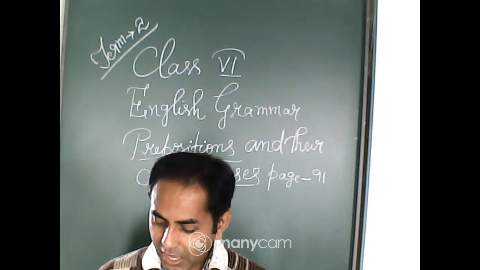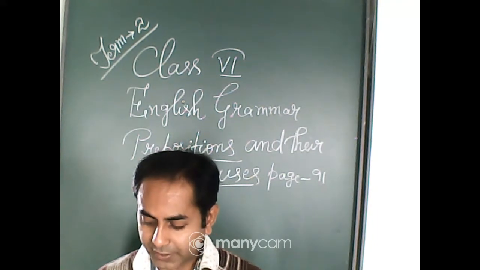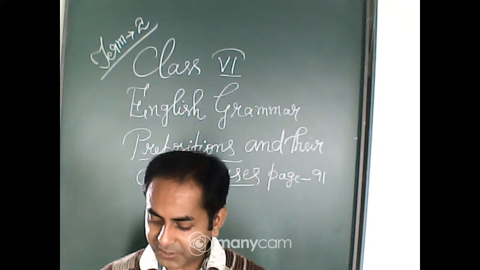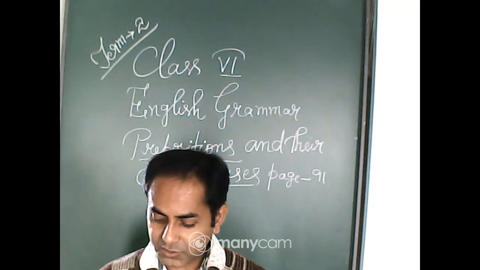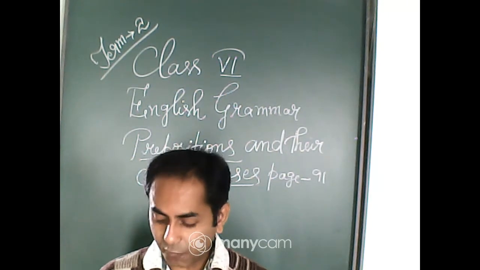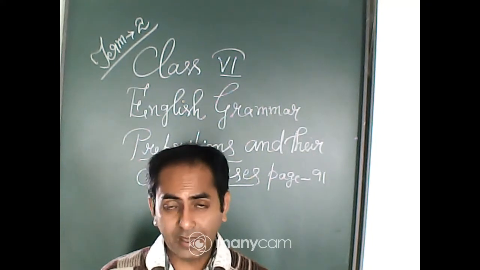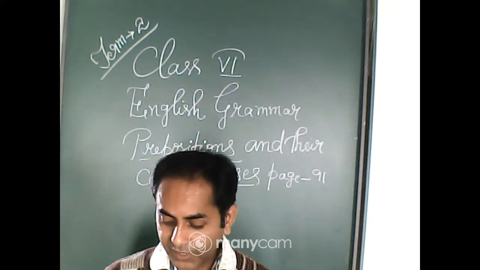"I ate a pizza besides pasta and garlic bread" means in addition to pasta and garlic bread, I ate a pizza. That means the speaker wants to mean that he or she not only ate pasta and garlic bread, but also has eaten the pizza.